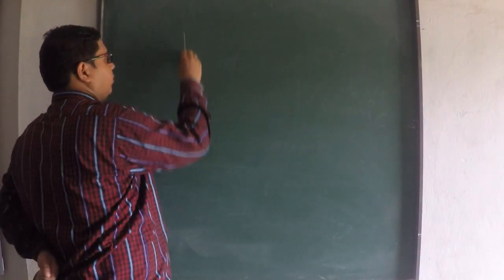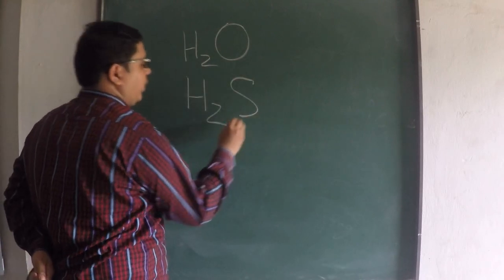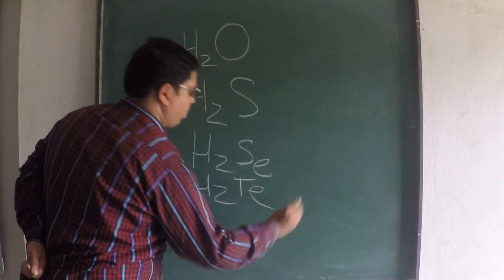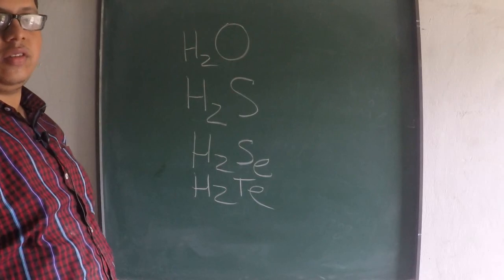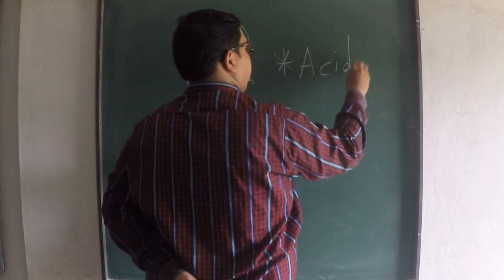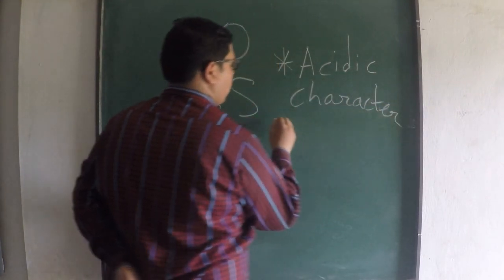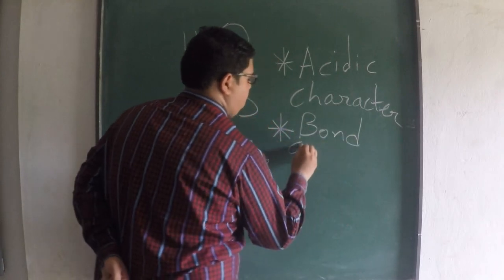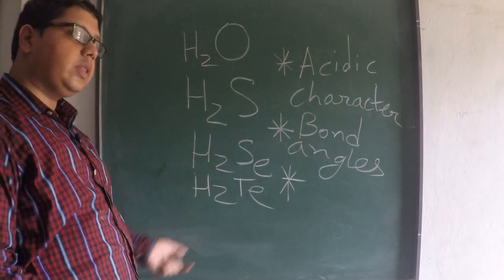We have first H2O, then we have H2S, then we have H2Se, and finally we have H2Te. Okay, so we will discuss several things about this. We will discuss their acidic character, their bond angles, and we will also discuss their melting point and boiling point.